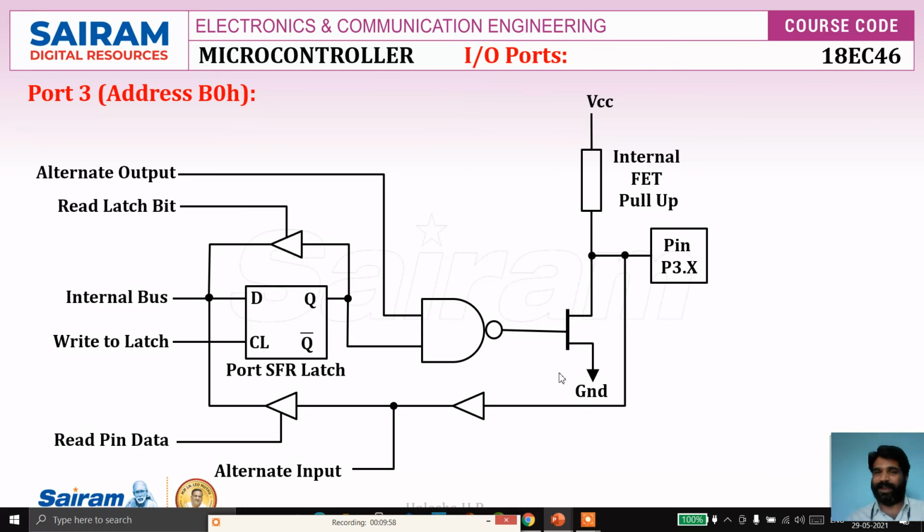So this is the diagram. Here, in place of control logic, we use one simple NAND gate. The inputs to the NAND gate are the uncomplemented output of the latch and the alternate output. Apart from that, it is similar to port 1. The difference is that in port 1 the complemented output of the latch is connected to the lower FET, but here the output of the NAND gate is connected to the lower FET. It also has an internal FET.